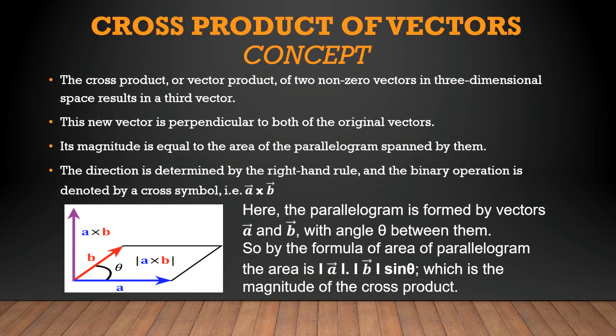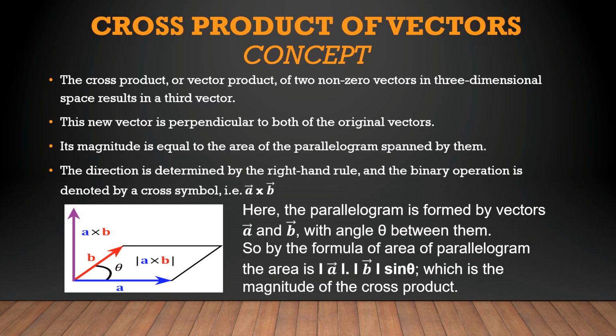Why? Let us see. Here you have the parallelogram which is formed by vector A and vector B, and the angle between them is theta. You know the formula for area of a parallelogram. It is AB sine theta. So that will give you the magnitude of the cross product of the vectors.